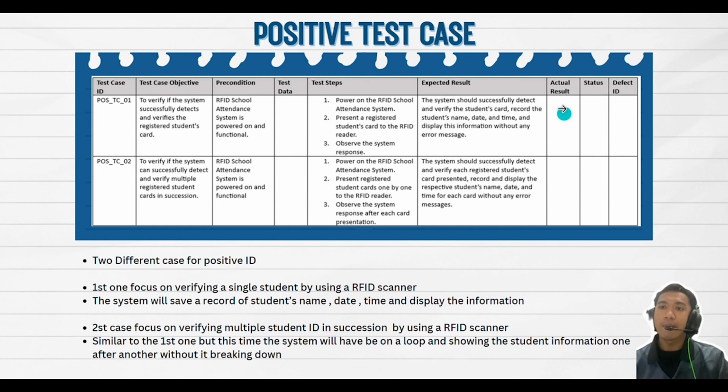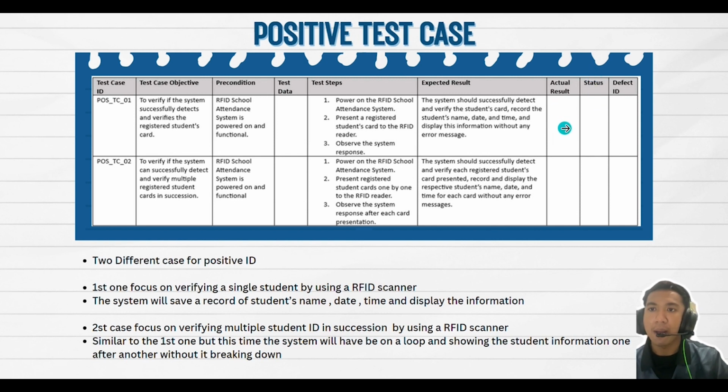Okay, now for the actual result column. After executing the test case, you will record what actually happened during testing. For instance, if the system successfully detected and verified the student card without any error, you will note that here.